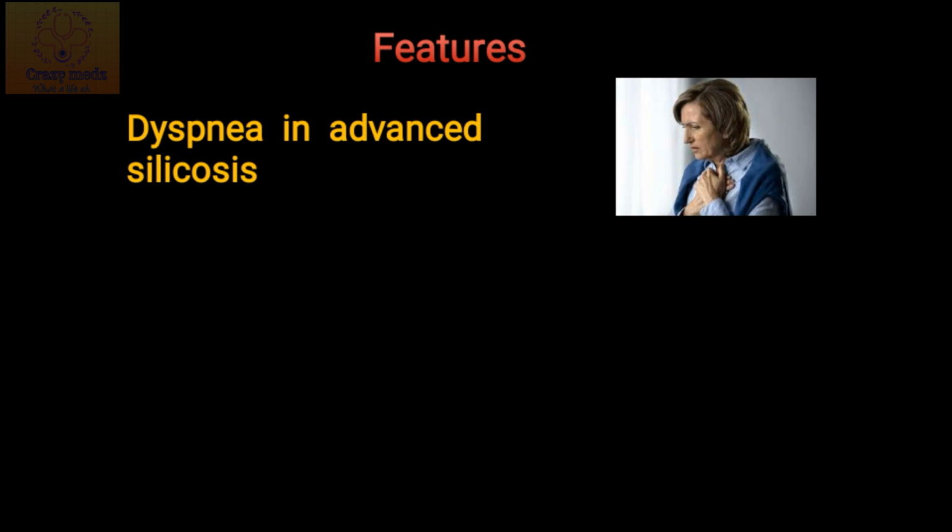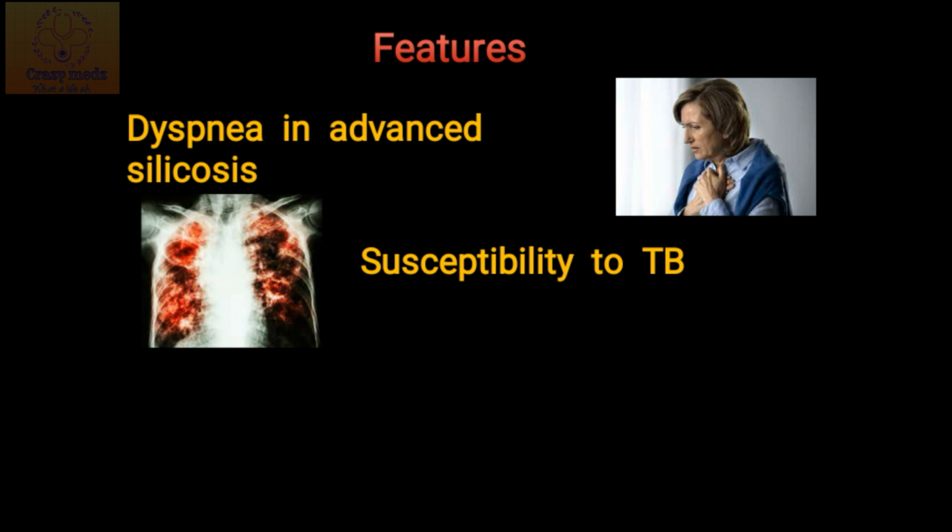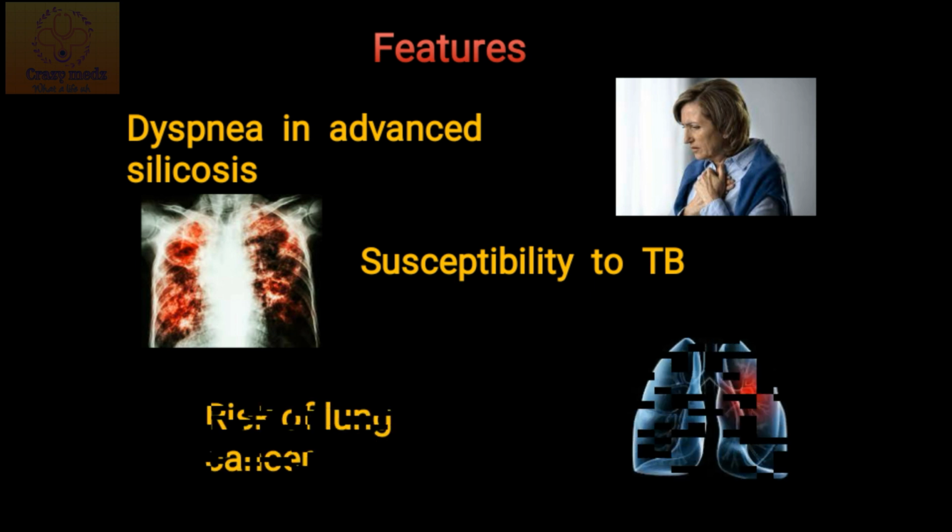Pulmonary functions are either normal or only moderately affected in the early course of the disease. But many people do develop dyspnea in advanced silicosis. There is also increased susceptibility to tuberculosis in these patients. They are also at high risk of developing lung cancer.